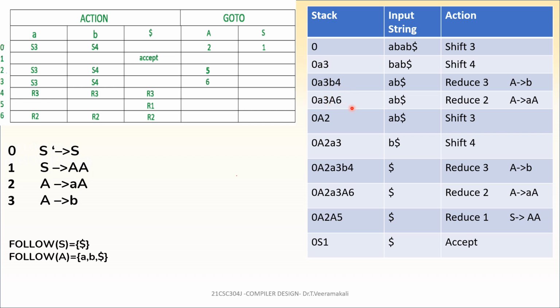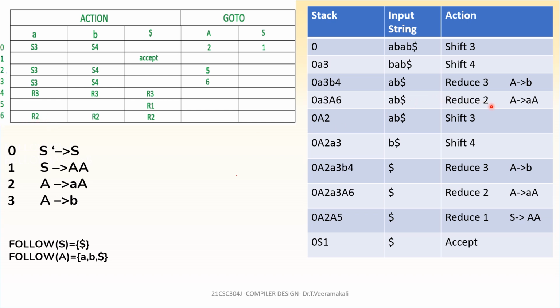After A, you must have the numeric value. So we are going to compare this 3 and A. 3 and then A, what you have is 6. So 6 will be added in the stack. Now the top of the stack is 6 and the input string is A. So compare 6 and A. 6 and A is reduce 2.